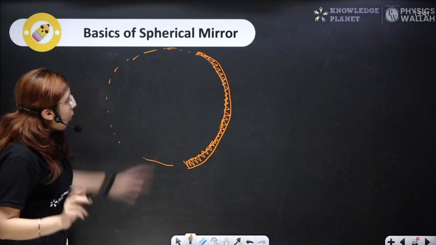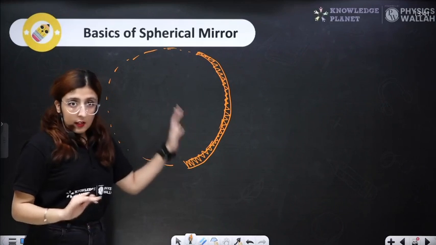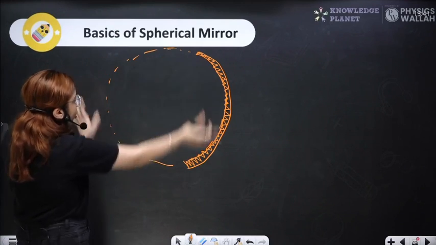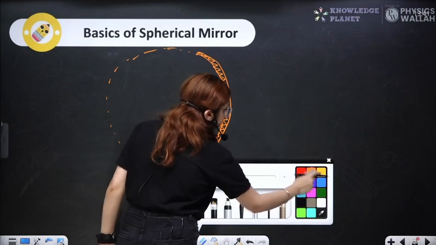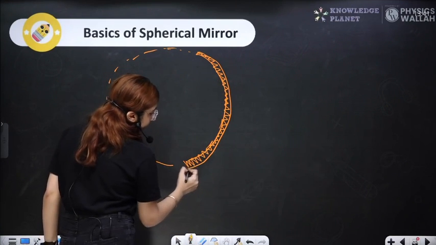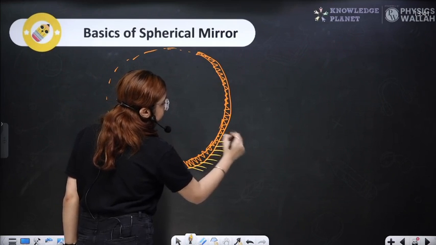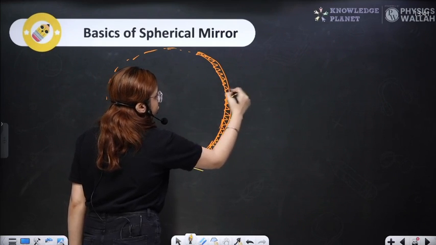Right? Now, have a look over here. This piece I am taking from this whole sphere. Okay? So, this piece is shiny and the outside portion is dark. I am marking the dark portion also.